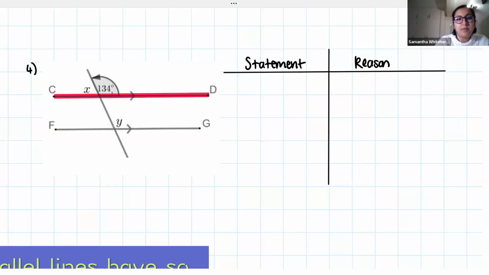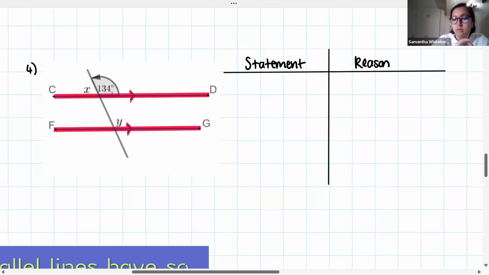CD is parallel to FG. I know that because of the arrows, right? Hopefully by now, this is easy peasy stock standard. We can identify parallel lines.